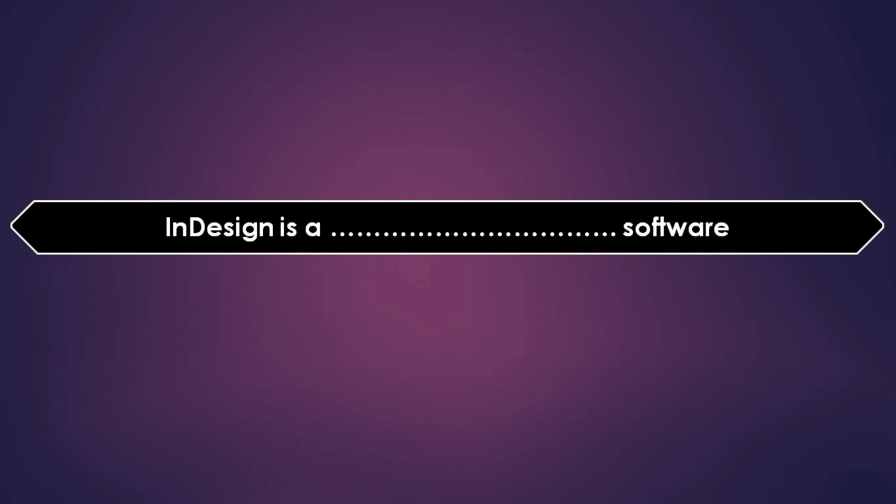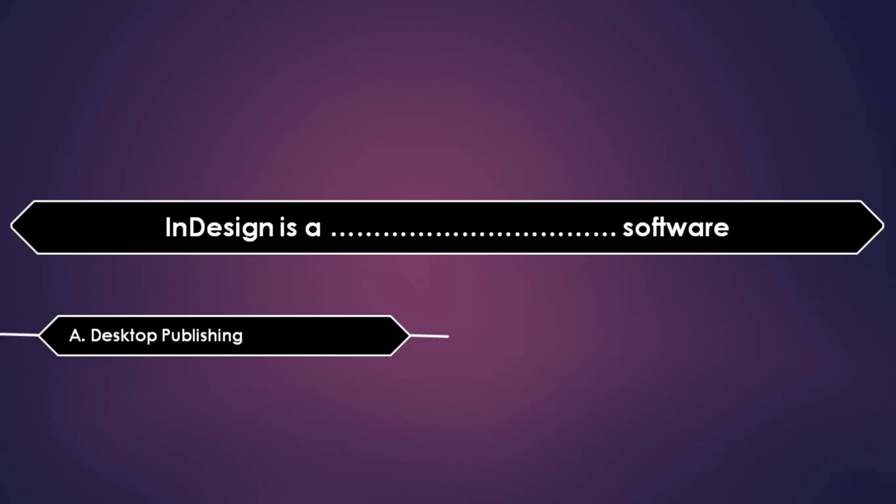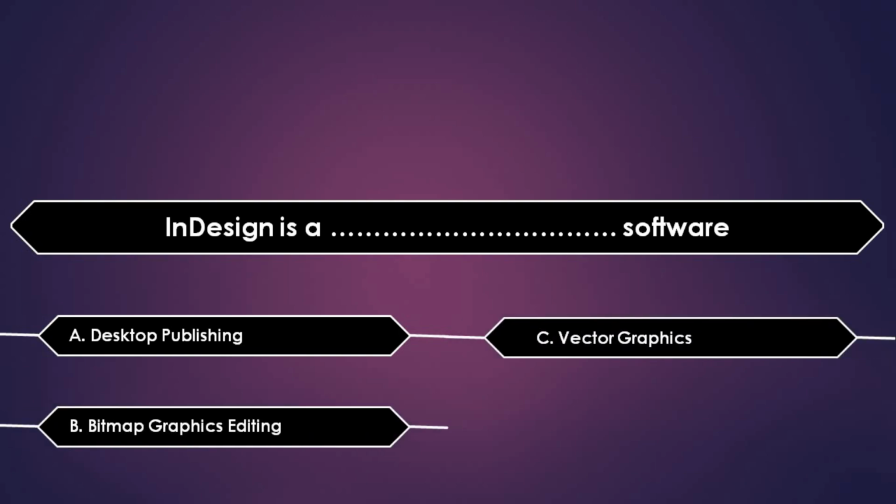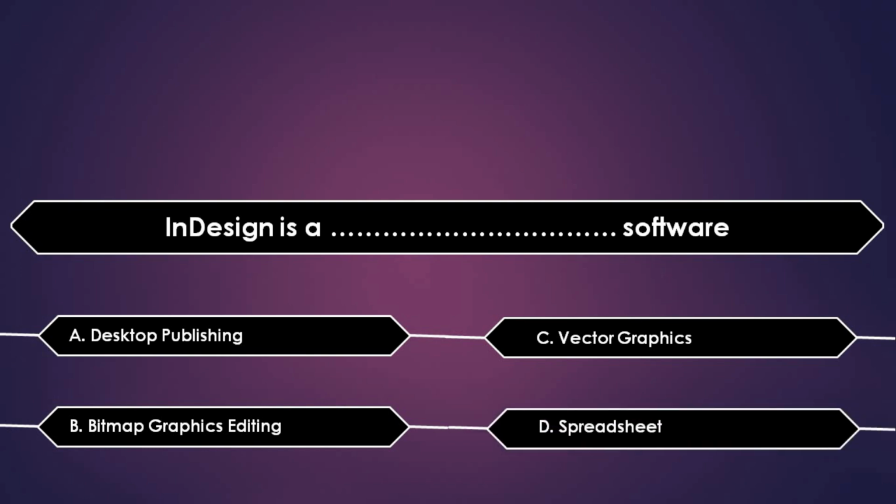InDesign is a dash software. A. Desktop publishing. B. Bitmap graphics editing. C. Vector graphics. D. Spreadsheet. The right answer is desktop publishing. InDesign is a desktop publishing software.